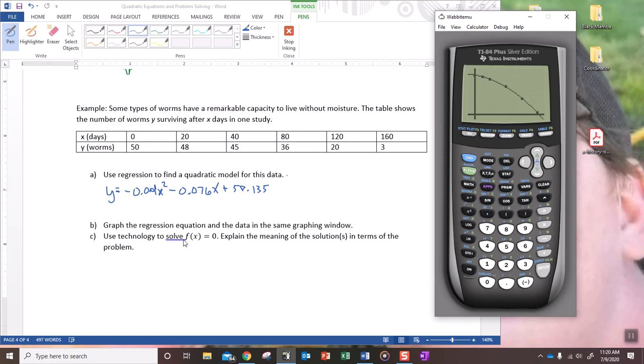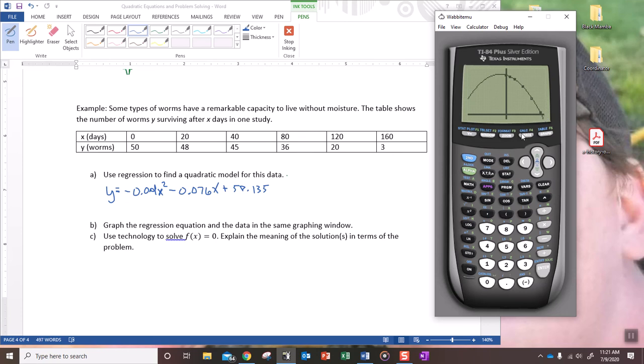All right. So now use technology to solve f of x equals 0. Explain the meaning of the solutions in terms of the problem. Now we know this is quadratic, so I can change my x values. Let's go to negative 176. There's going to be another 0 over here. But would a negative number of days necessarily create more worms? The negative answer is not going to be valuable to us at all. What we really care about is this value.